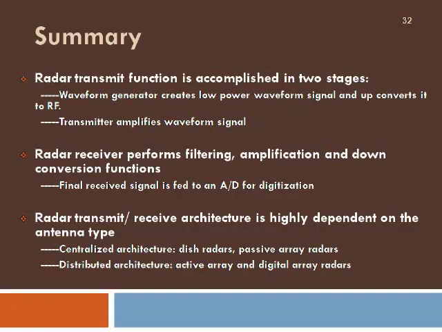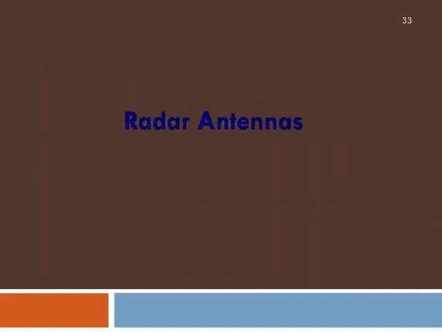And the radar transmit receive architecture is highly dependent on the antenna type. So centralized architecture is used whenever we are going with the dish antennas or passive arrays. And a distributed architecture is used with active array or digital array radars. Now let us concentrate on radar antennas.